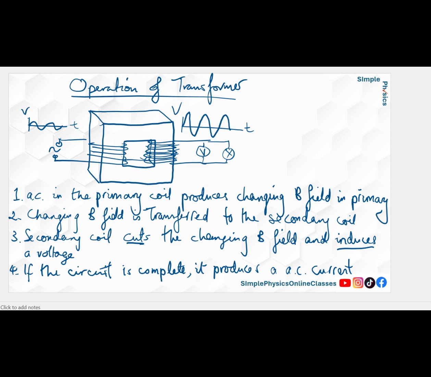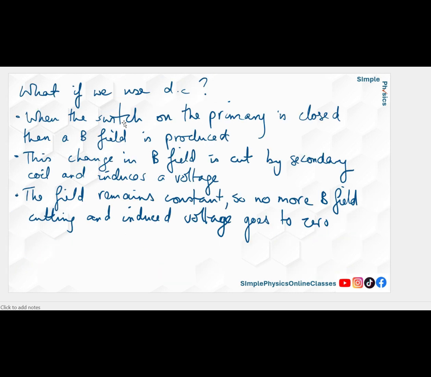Okay? Now, why do we not use DC? When the switch on the primary coil is closed, then a B field is produced. If you use DC, this is what would happen. This change in B field is cut by the secondary coil and induces a voltage. So basically, when you go from zero current to a value, let's say a steady 10 volts, then you find the field goes from nothing to big. So there's a change in the magnetic field, and therefore that change in the magnetic field gets cut by the secondary.